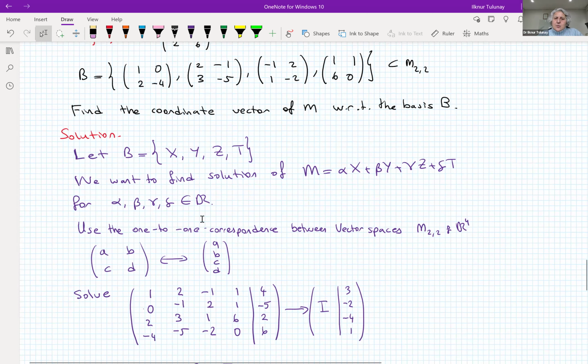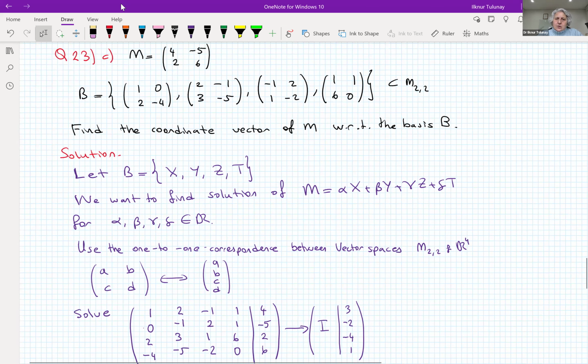By using this correspondence, the first matrix, written in the column way, will be 1, 0, 2, minus 4, right? I'm going this way, A, B, C, D. So this is 1, 0, 2, minus 4. This is the first column. That's the second matrix, second column. This is this matrix, minus 1, 2, 1, minus 2, this column. And this is 1, 1, 6, 0. And then on the right-hand side, I would like to have 4, minus 5, 2, 6.